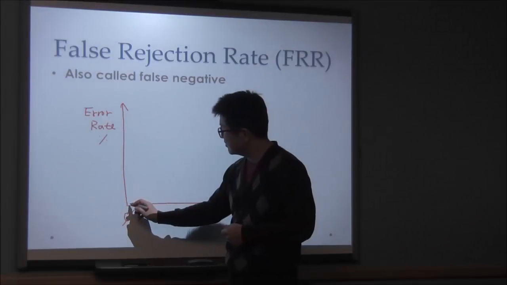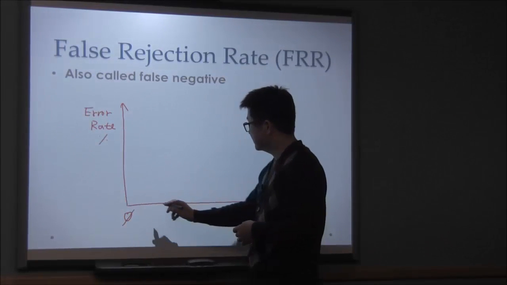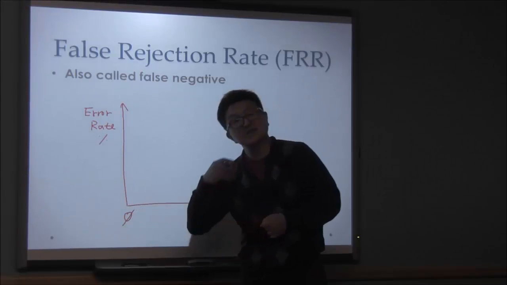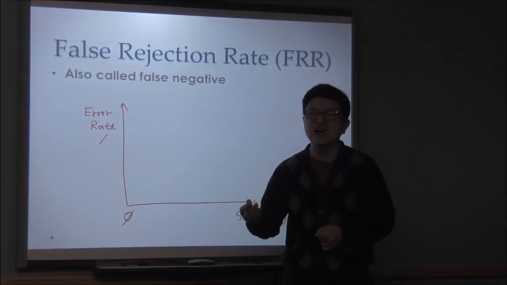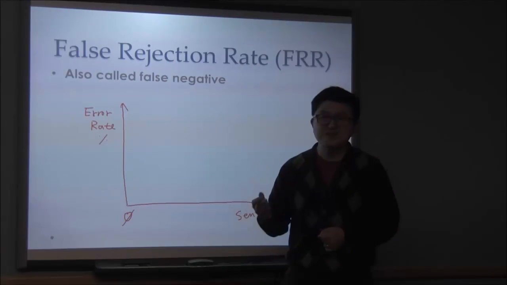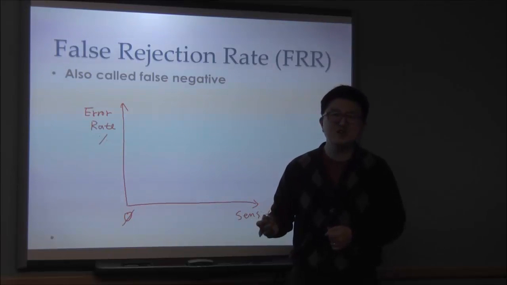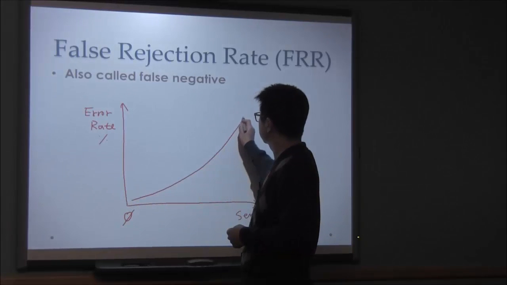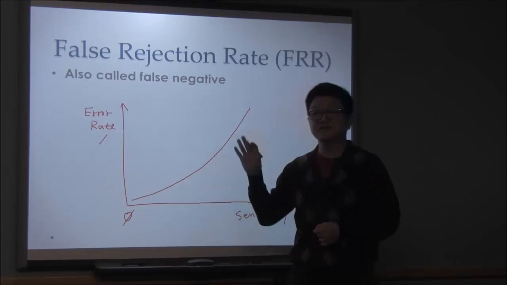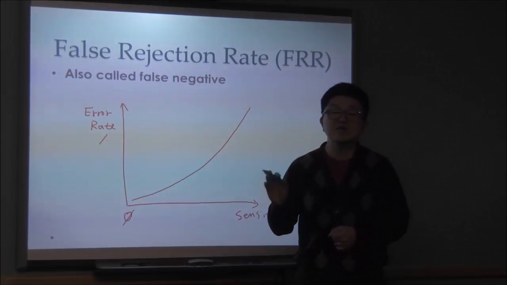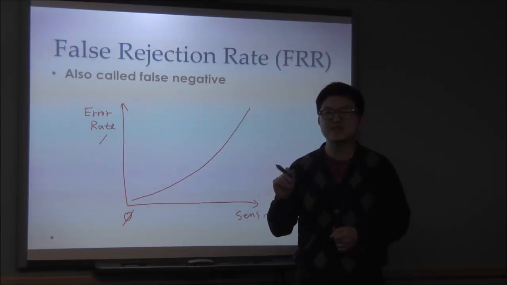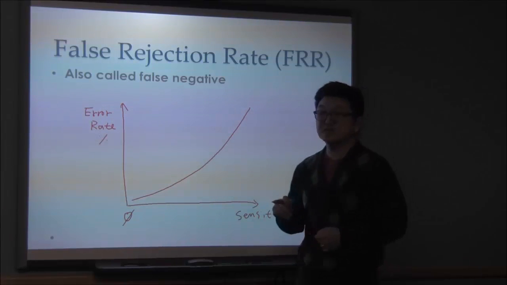As the sensitivity of the system goes up, the system becomes more strict, and now even if you are a valid user or supplicant, it starts rejecting you. That's why the graph looks like this. It goes up. The error rate goes up because it applies more strict rules, and sometimes it gets too strict, and even if you are a valid user or supplicant, you still get rejected. That's what false rejection rate is.